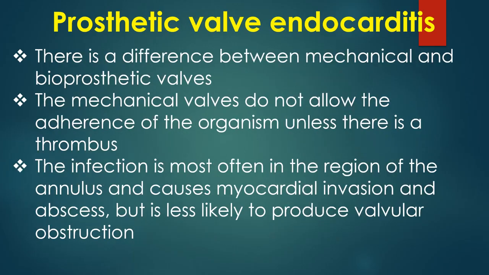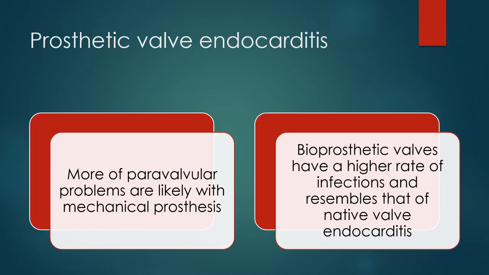There is a difference between mechanical and bioprosthetic valves. The mechanical valves do not allow the adherence of the organism unless there is a thrombus. The infection is most often in the region of the annulus and causes myocardial invasion and abscess, but is less likely to produce valvular obstruction. More paravalvular problems are likely with mechanical prosthesis. Bioprosthetic valves have a higher rate of infections, and the infection resembles that of a native valve endocarditis.